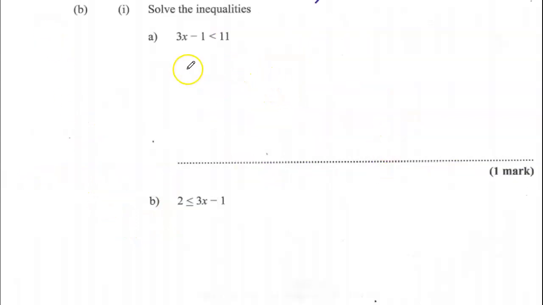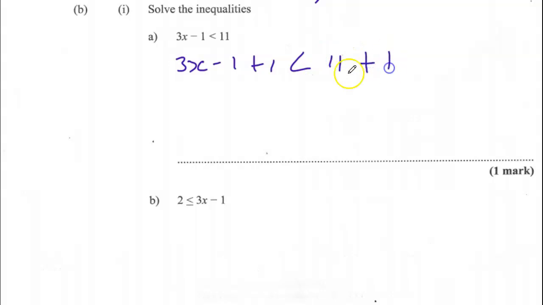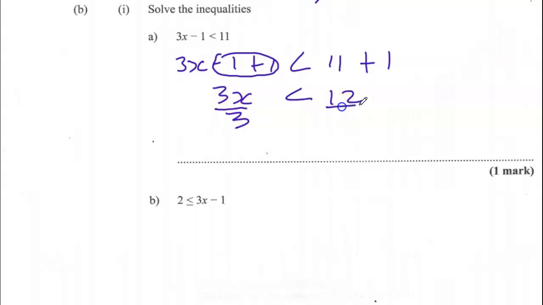So in part B, we are given a pair of inequalities. So I guess we can add one to both sides. Alright, so what that means here now? So we end up with just 3x on the left hand side, and 11 plus 1, which is 12. Divide both sides by 3. So x is less than positive 4.